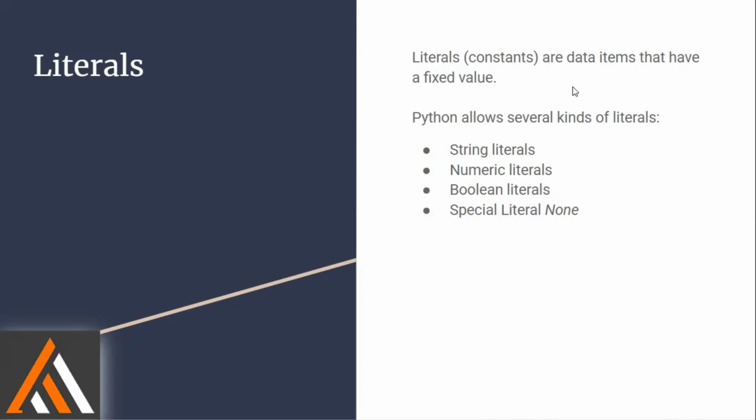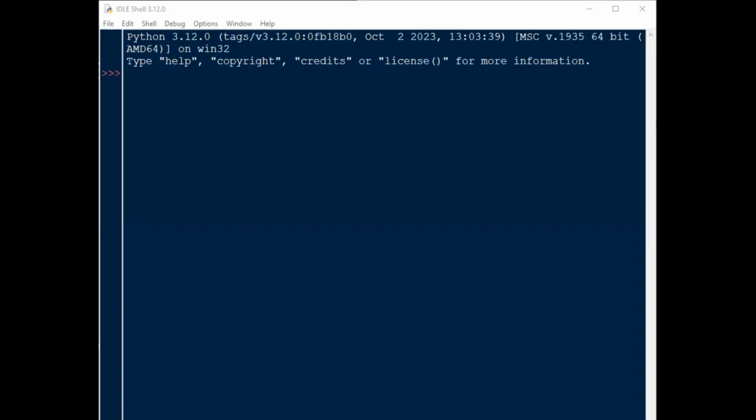Python has several kinds of literals. We can see on the screen: string literals, numeric literals, boolean, and one special literal known as None. We will see all of these live on the Python shell. So here we are going to see different types of literals directly on the Python shell. The first one was string literal.